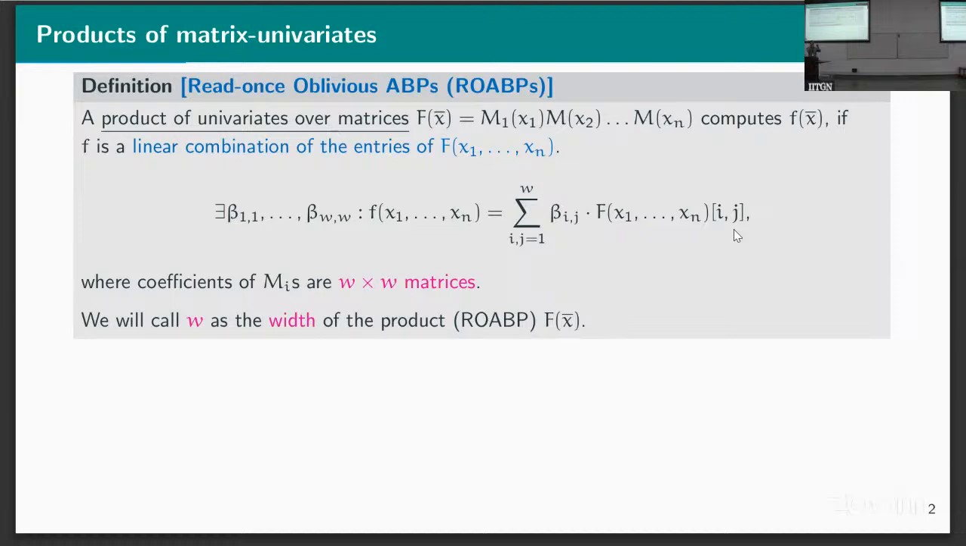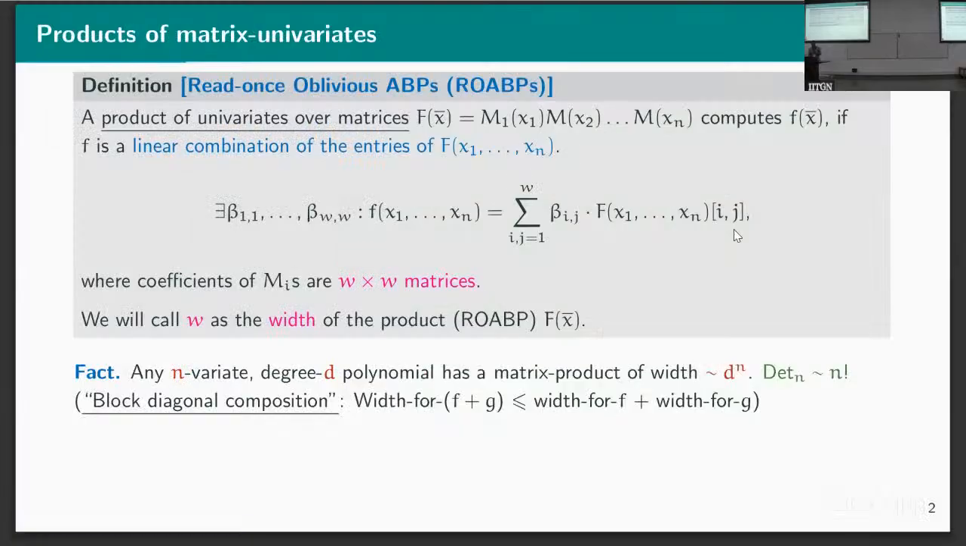So now your product is no longer a single line. It's possible that if I give you a large enough matrix, and in fact you'll see that is what will happen, you can compute anything. So you need some sort of handle on the complexity of this product of univariates that you have written. We will make that complexity measure the width of the matrices that appear.